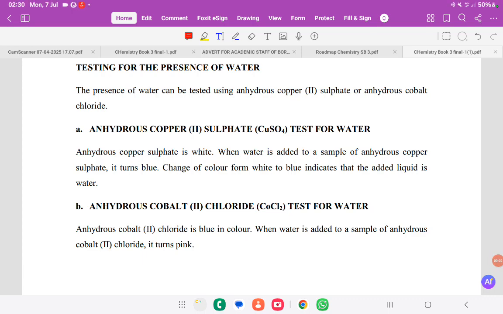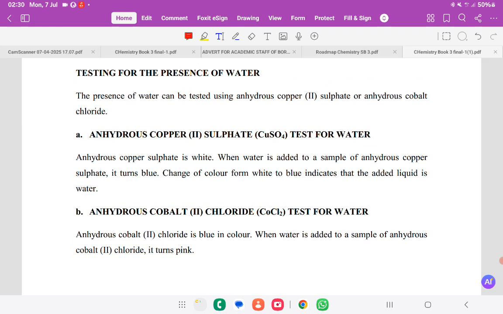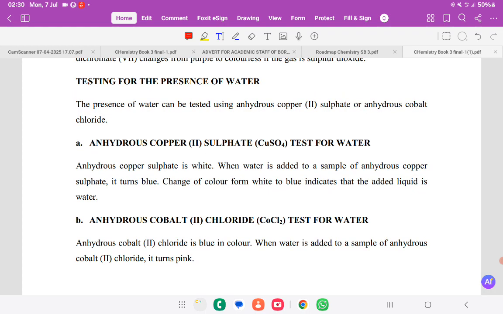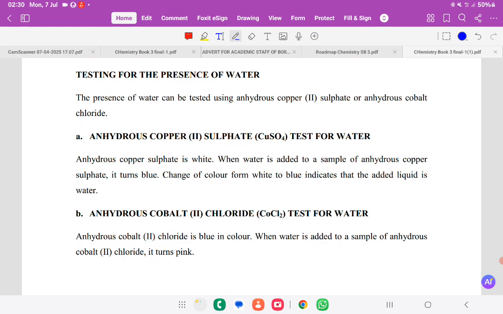Welcome learners, once again. This is the last video on the experimental techniques, in which we are going to look at how you can test for the presence of water in a substance. How can you tell that a substance contains water? Remember that water is an oxide of hydrogen, which has the formula H2O.